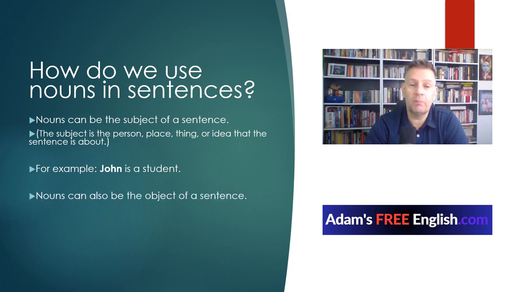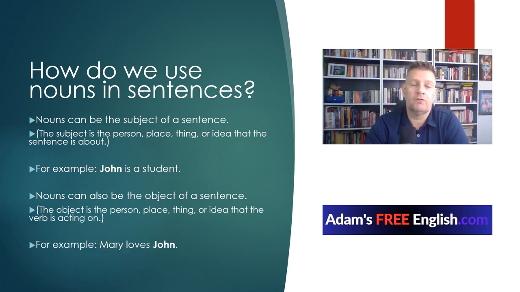Nouns can also be the object of a sentence. The object being the person, place, thing, or idea that the verb is acting on. So for example, Mary loves John. John is the object of this sentence. You'll notice that Mary is the subject of the sentence. Mary is also a noun.